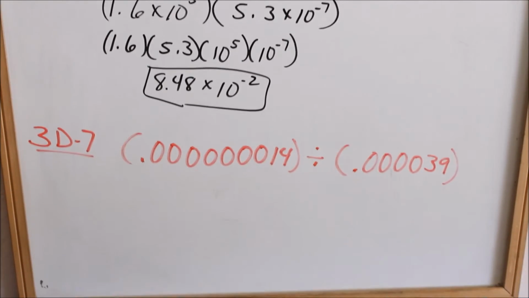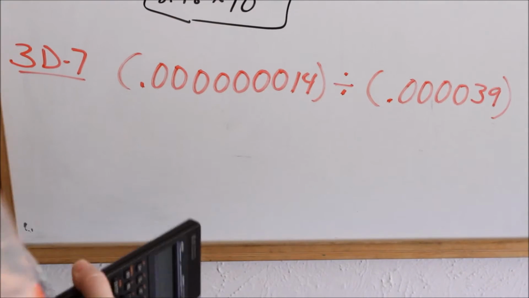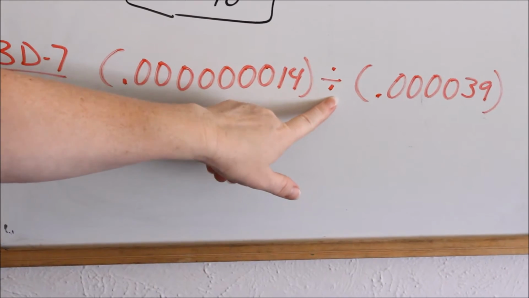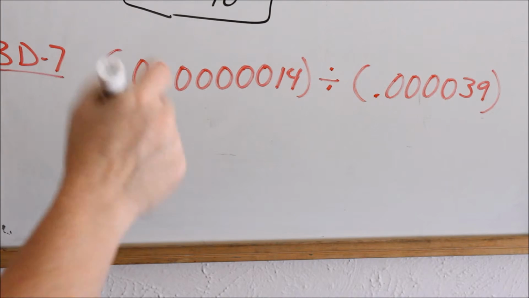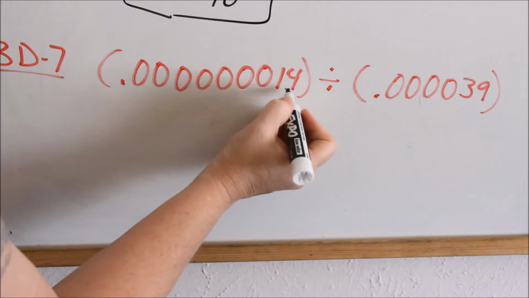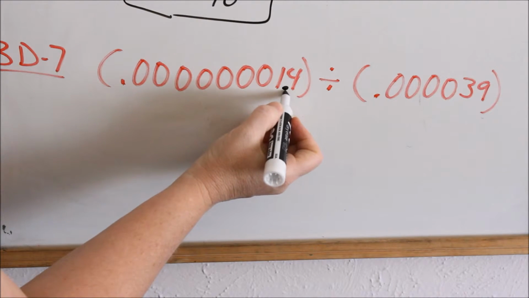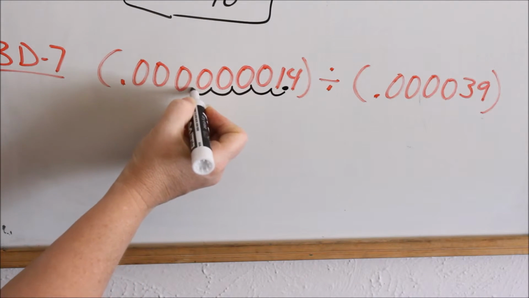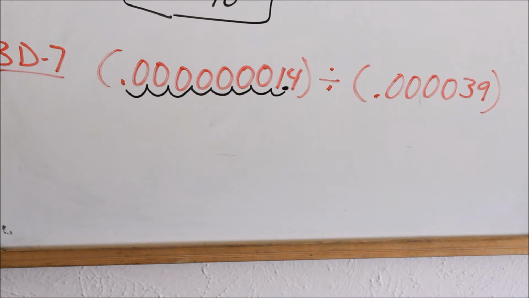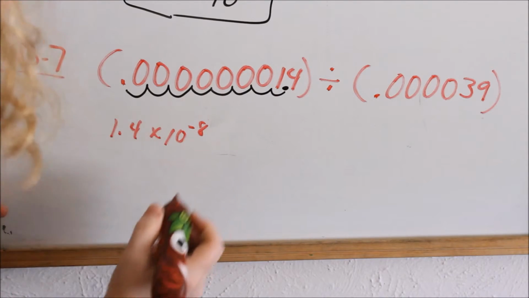Now let's look at 3D7. The problem we did before was multiplying numbers using scientific notation. Now we're going to be dividing numbers using scientific notation. Alright, so first off we need to put this into scientific notation. It's a decimal, so it means it's going to have a negative exponent. My original decimal place is here, but I want my decimal after the first whole number that's not a 0. So counting back 1, 2, 3, 4, 5, 6, 7, 8 places. So my number in scientific notation would be 1.4 times 10 to the negative 8.